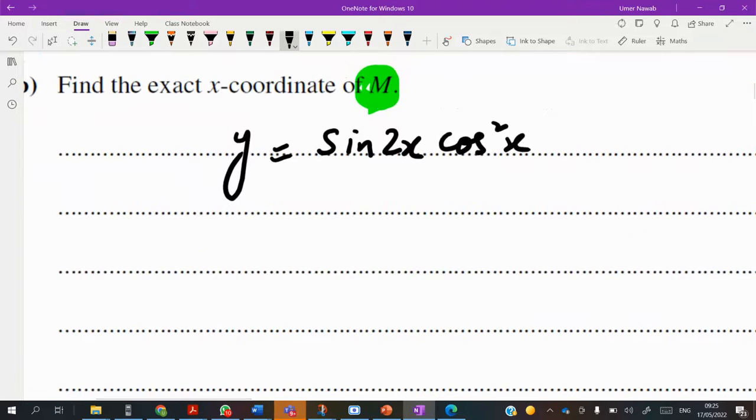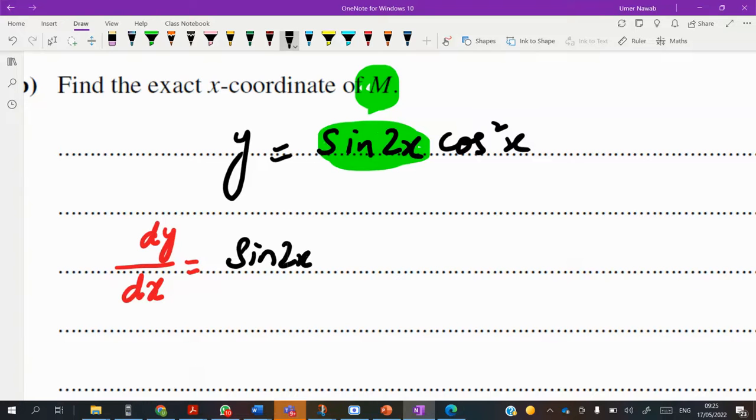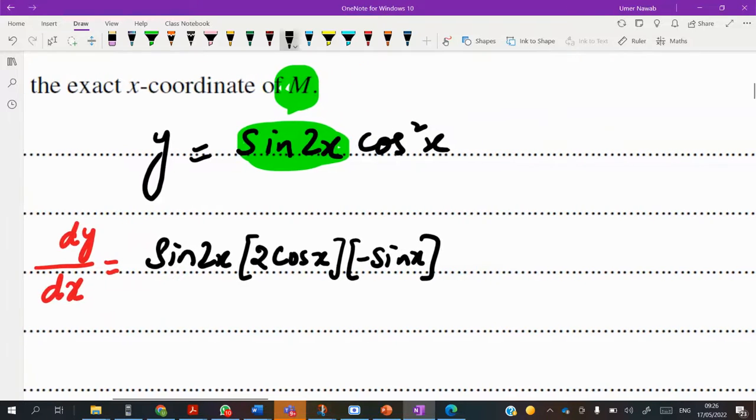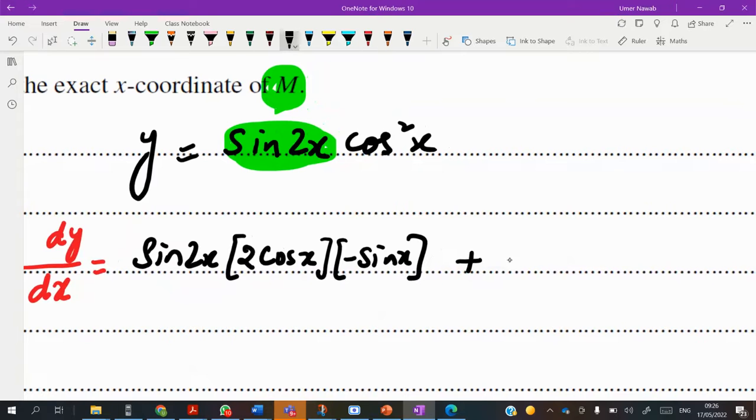So to get the stationary point, we need to differentiate it. So dy by dx, apply the product rule, keep the sine 2x as it is, don't change it. Now apply the power rule on cosine square of x. So first 2 goes back, and then 2 cosine of x, and the further derivative of cosine of x is minus sine of x. Done. Next stage, we have to write a plus sign and keep the cosine square of x as it is.